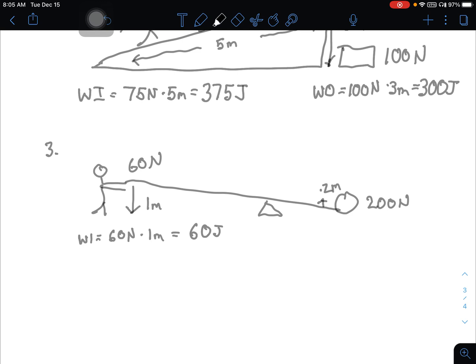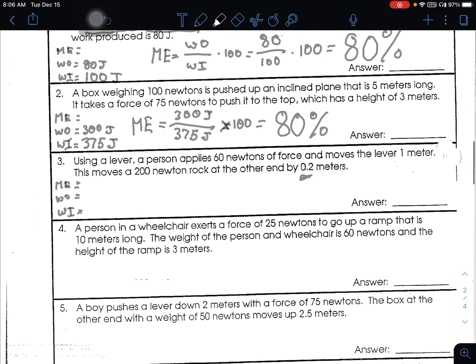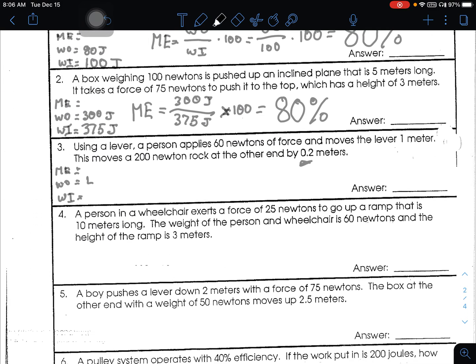And on the other side, I have my work output is going to be equal to 200 newtons times 0.2 meters of distance, which is equal to, I believe, 40 joules. Let me do my calculation on here. Yep, it's going to be 40 joules of work. Okay, I go to my problem. 60 joules of work input, 40 joules of work output. So I'm going to plug those numbers in, 40 joules, 60 joules.